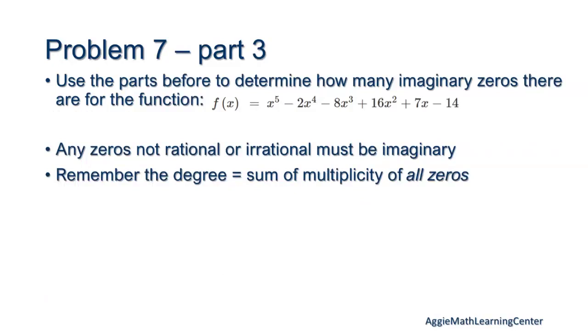Okay. Now we're going to determine how many imaginary zeros there are. We know that any zeros not rational or irrational must be imaginary. And we know that imaginary zeros are where the graph kind of goes like this, right? So there should be a zero here, but it doesn't actually cross the x-axis. And so we have points that are imaginary as our roots. Because we know the degree is 5, and we know that there were 3 rational and 2 irrational, that leaves us with 0 imaginary, right? 3 rational and 2 irrational sums up to 5, which leaves us with 0 imaginary.